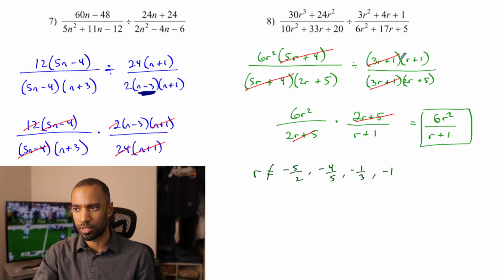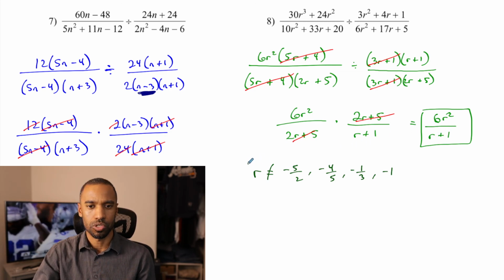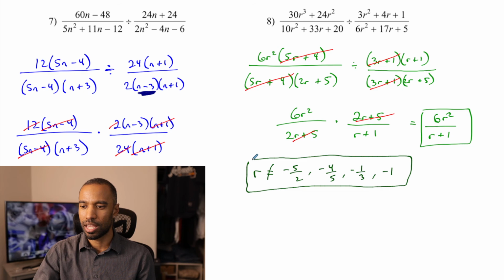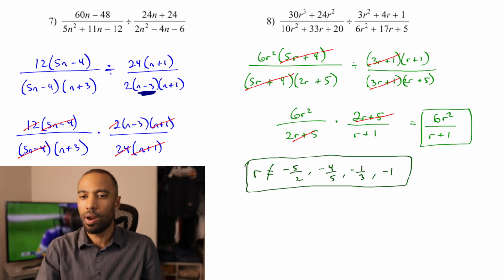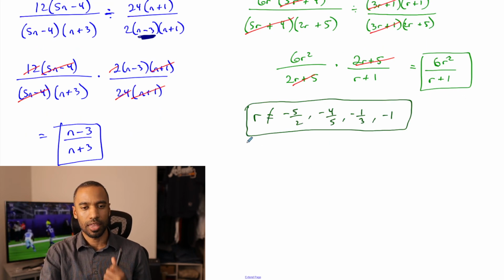Are there any other issues? The 2r plus 5 is ultimately canceled. We're good there. The r plus 1 I'm taking care of right now. And those are my restrictions. Actually, I have an answer key somewhere. Let me check. I can double check that. Yeah, those are them. All right, guys. So those are the problems there. That ought to do it for this one.